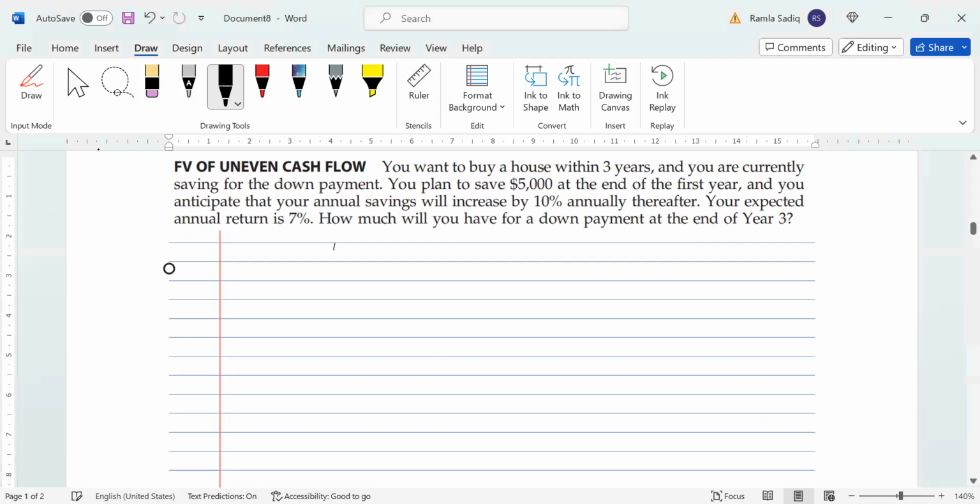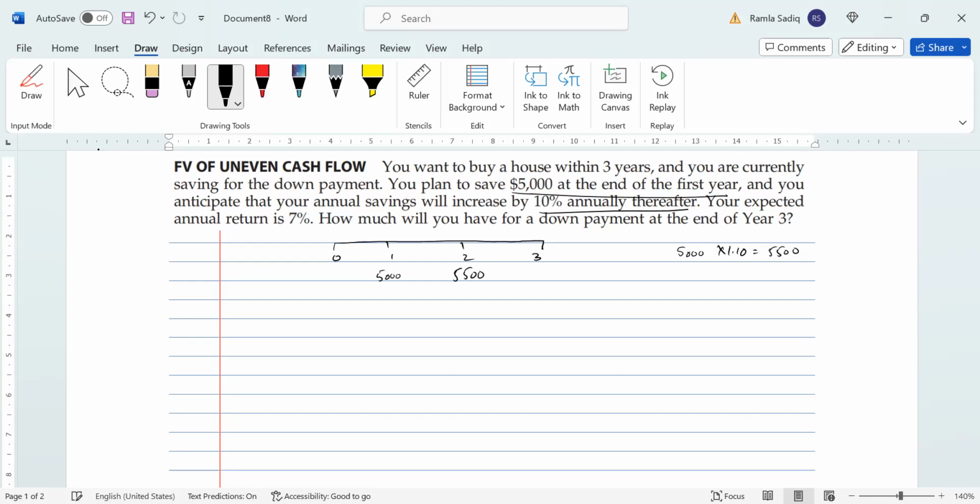Once again, starting off with a timeline, we want to make sure that we're very clear on what is happening across the next 3 years. So 1, 2, and 3. Because you plan to save $5,000 at the end of the first year, we're going to go ahead and write that right down. And you anticipate your annual savings will increase by 10% annually thereafter. That means in the second year, you're going to save 10% more than the first year. So if we want to determine what 10% more than 5,000 is going to be, we'll simply do 5,000 multiplied by 1.10, and that's $5,500. So in the second year, we're going to save 5,500.